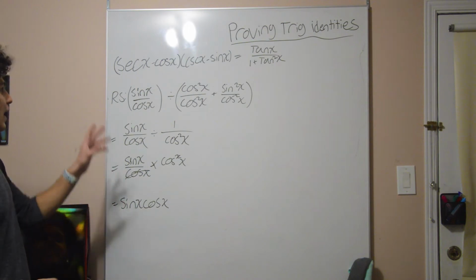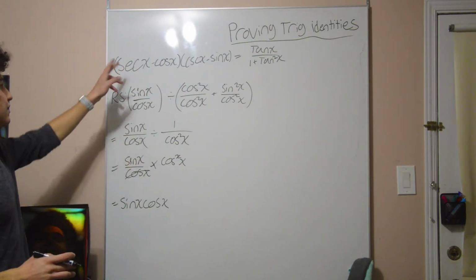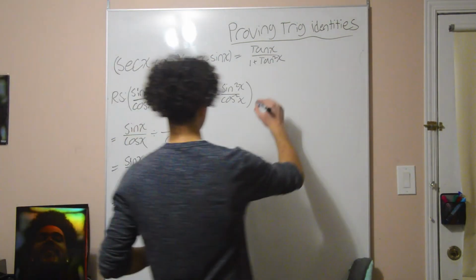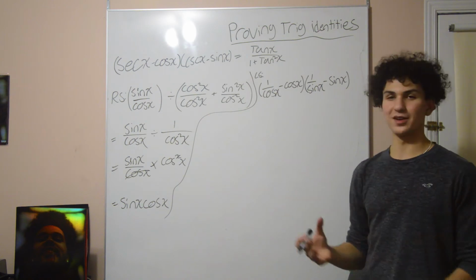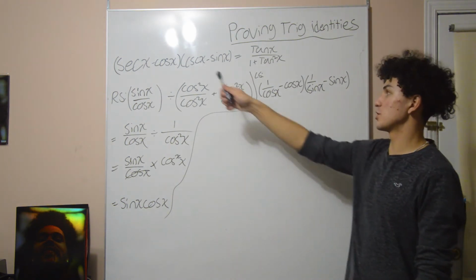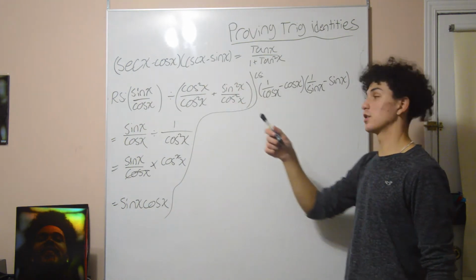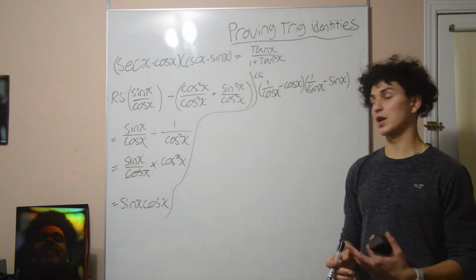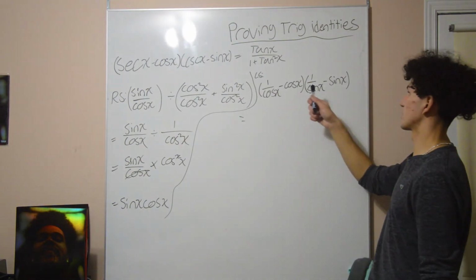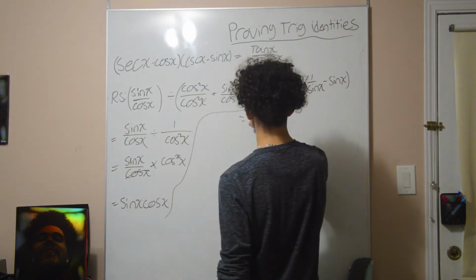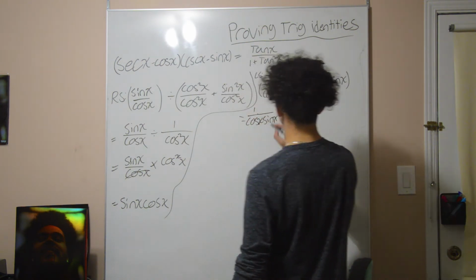So now that I've done that, I'm actually going to do basically the same thing, but not to this side. Now we're going to play with the left side. Sorry about that, I'm back. Anyway, now that I've hopefully got a little more room, I've just changed our secant into 1 over cos x, and I've changed our cosecant into 1 over sine x. So now from here, we're just going to multiply it through. So 1 over cos x times 1 over sine x is 1 over cos x sine x.